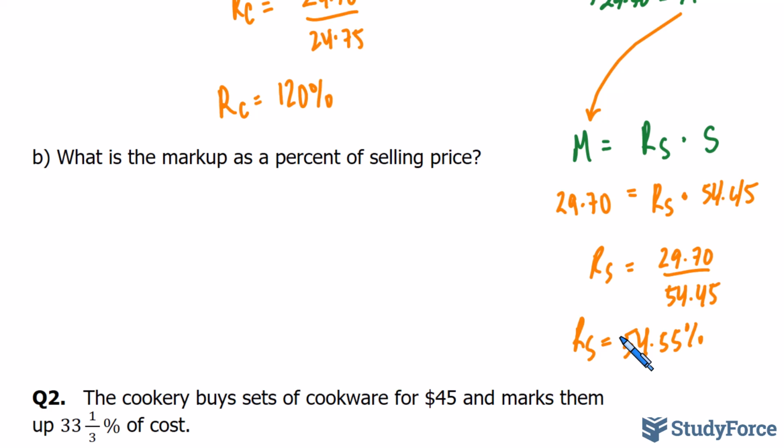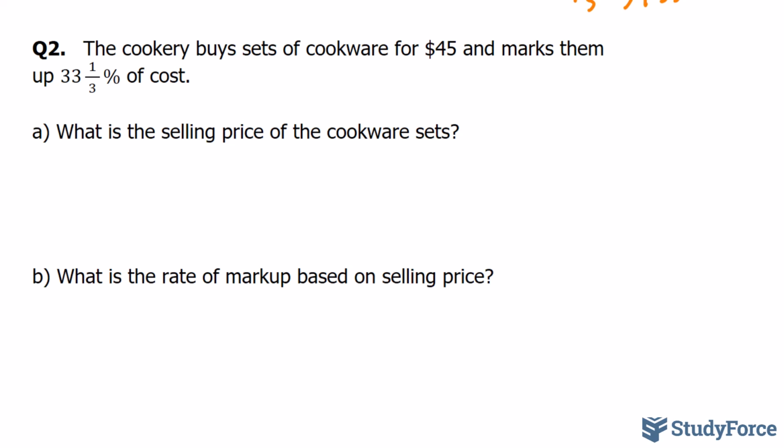And don't forget to conclude with a therefore statement in both of these questions. Let's move on to question number 2. A cookery buys sets of cookware for $45 and marks them up 33 1/3% of cost. So right from the get-go, this right here is the cost, and that is R sub C, the rate of markup based on cost.